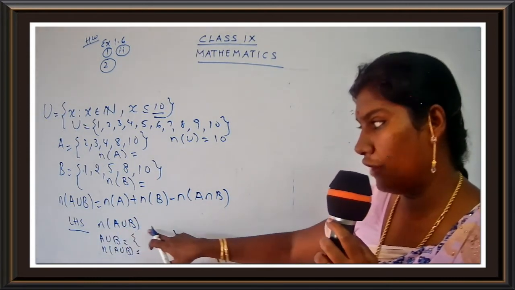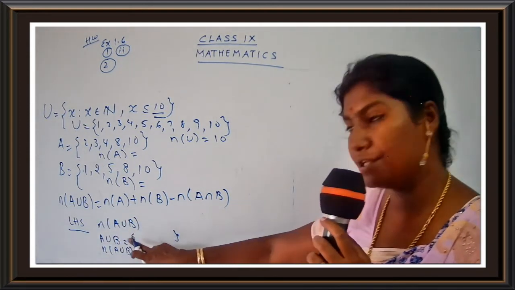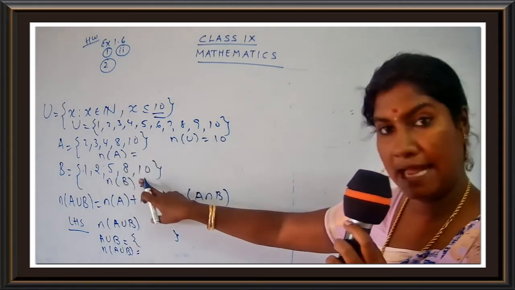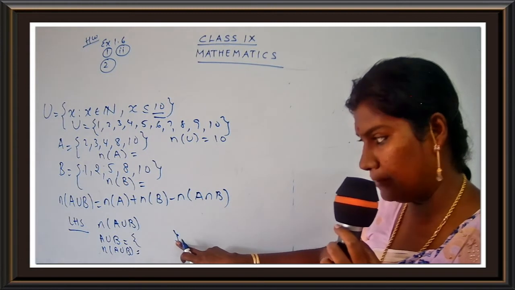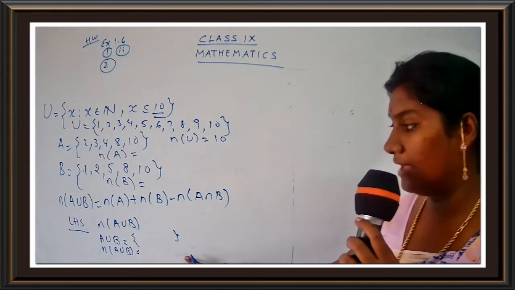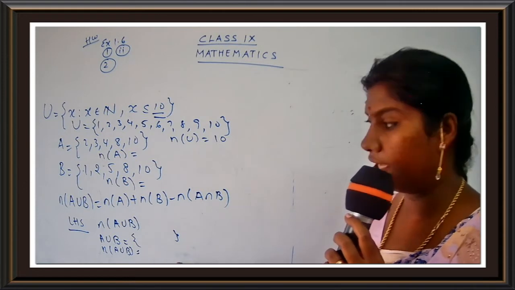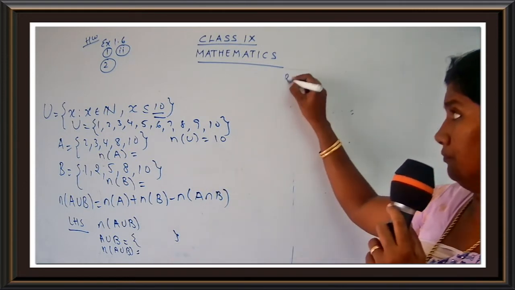That is n of A union B. For n of A union B, first of all you have to find A union B. You have to combine A and B. Write the number of elements in A and B. You have to count how many members are there and write it down here. Okay. This is your LHS.